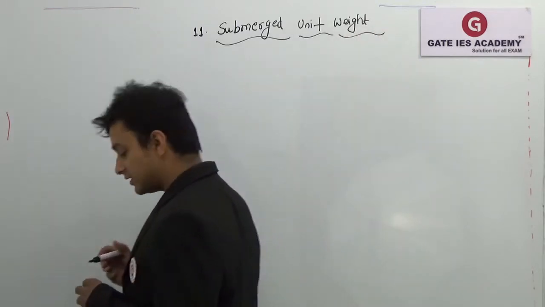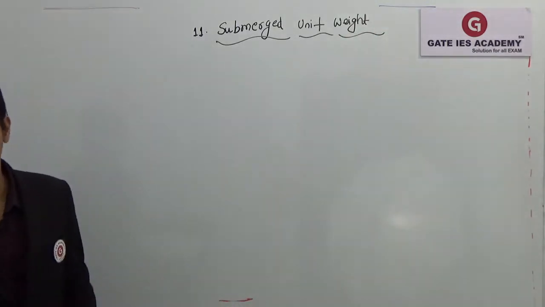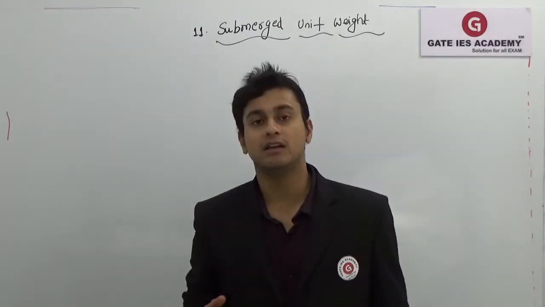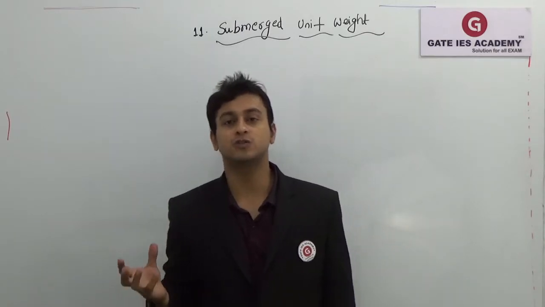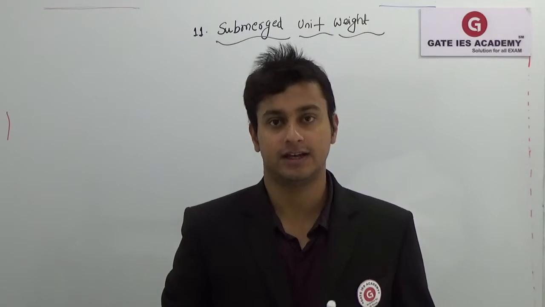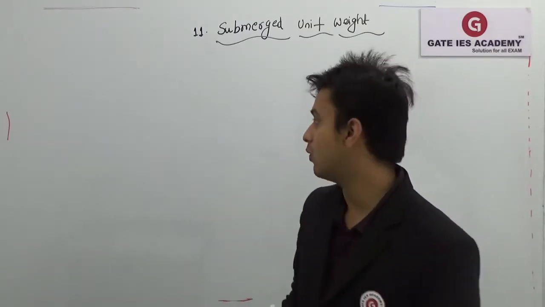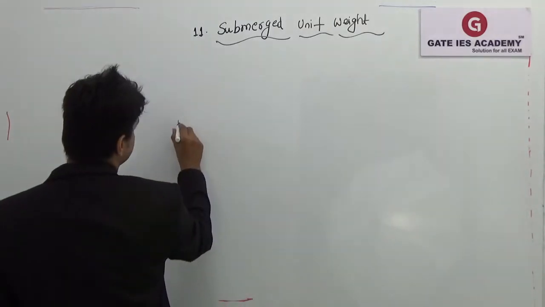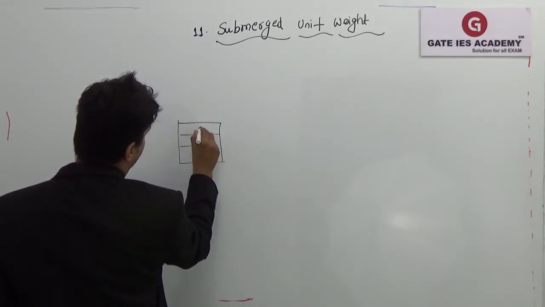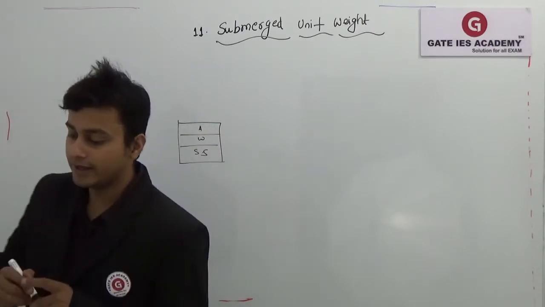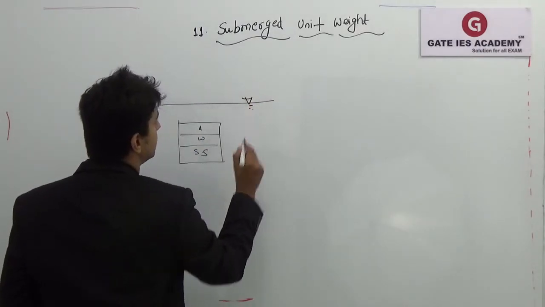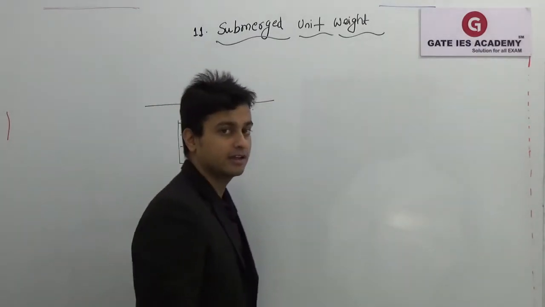Okay, so this you have to understand a little bit conceptually. What actually is submerged unit weight? For example, we are assuming that the whole soil layer is under submerged condition. That means the whole soil is under water. If this is my soil layer, it will have soil solid, water, and air. Everything is under the groundwater table.